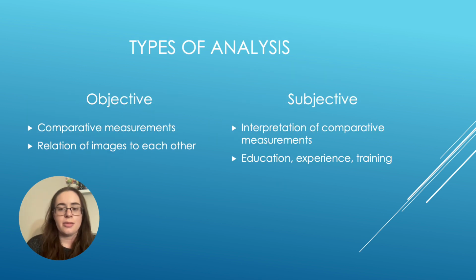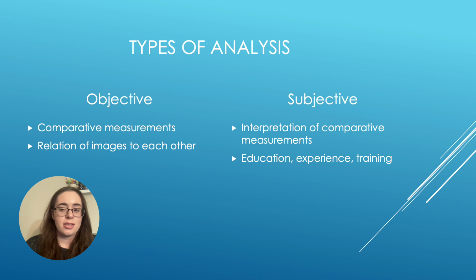During forensic examinations, both objective and subjective analysis are used to varying degrees. An objective analysis includes comparative measurements, such as measurements of dimensions of an object, with these measurements being done with respect to how the objects relate to each other. The techniques that are used to collect and record evidence can also be considered to be objective forms of analysis.